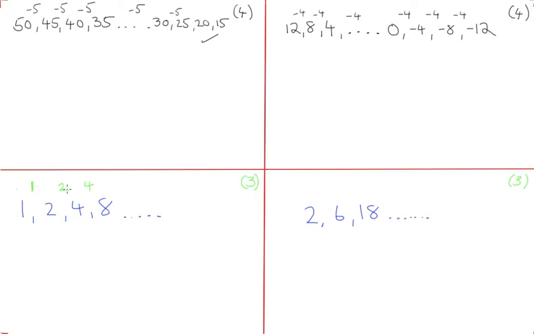So 1 is becoming 2, and then 2 is becoming 4. It's doubling, isn't it? So this is being multiplied by 2, this is being multiplied by 2, this is being multiplied by 2. So then I want to know what's going to happen next. Well, it went from 1 to 2 to 4. So 4 multiplied by 2 is 8. So that means that the next number will be 8 plus 8, which is 16.